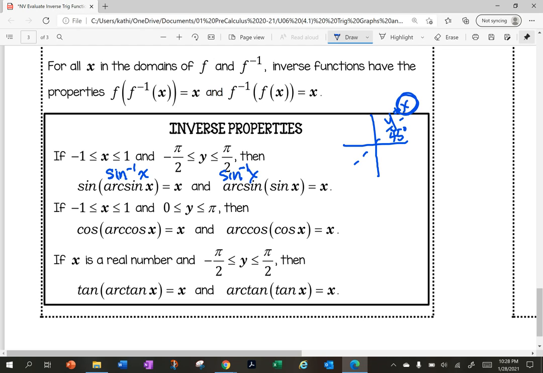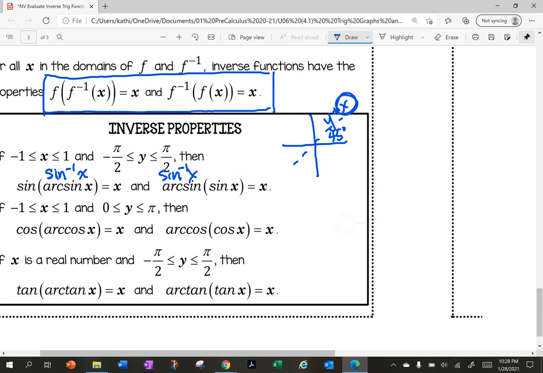And it doesn't matter whether I'm talking about sine, cosine, or tangent. So we've already covered this: when I have my function and the inverse as a composition of each other, the result is x. And it doesn't matter if I have the function first or the inverse first. When I do a composite function with the two of them, they undo each other. All right, so let's try the next example.